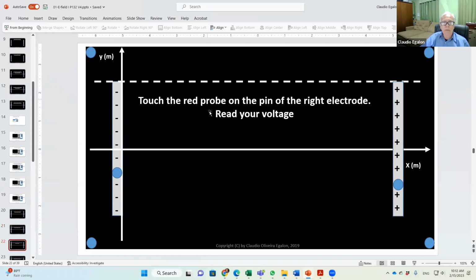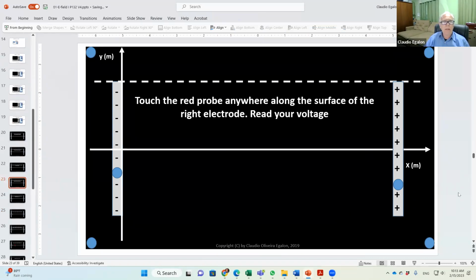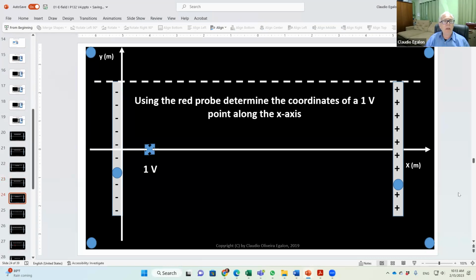And then you're going to touch the red probe on the pin of the right electrode. Recall that I set an electric potential difference, or an energy difference per unit of charge, equal to 10 volts. Because we have 10 volts, your multimeter should be able to read 10 volts as well. Okay, we're doing just a check, like I mentioned. Here you go. Touch the red probe anywhere along the surface. Okay, and now we are starting the actual experiment.